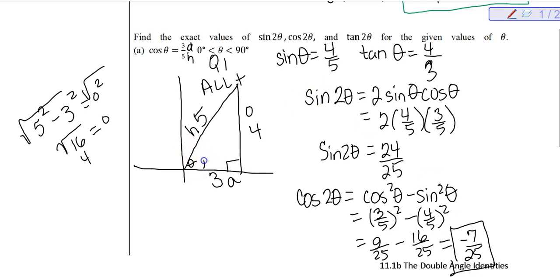Yeah, it's like, okay, so here's angle theta. So if I have to do 2 theta, I have to double that. So it's definitely over here somewhere. Okay, that's theta and that's theta. There's 2 theta right there.